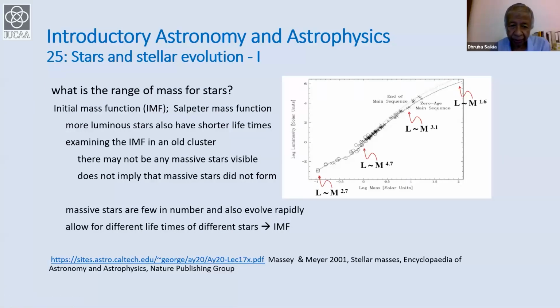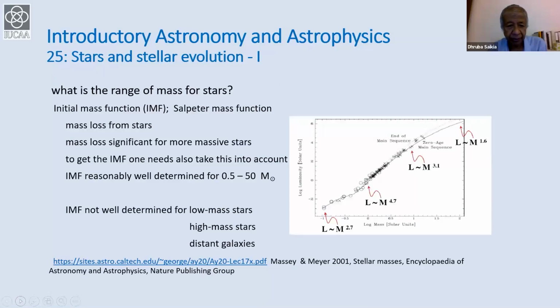More luminous stars also have shorter lifetimes, as we say, because they burn up the fuel much faster. So if you're examining the IMF in an old cluster, you may not see any of the massive stars. But that does not imply that massive stars do not form. It is just that the massive stars evolved. So you have to be conscious of these aspects when you're trying to calculate the IMF, because as we shall see in a short while, the massive stars are not only very few in number, but they also live very short periods. So you have a double disadvantage in trying to determine the mass function for the very massive stars.